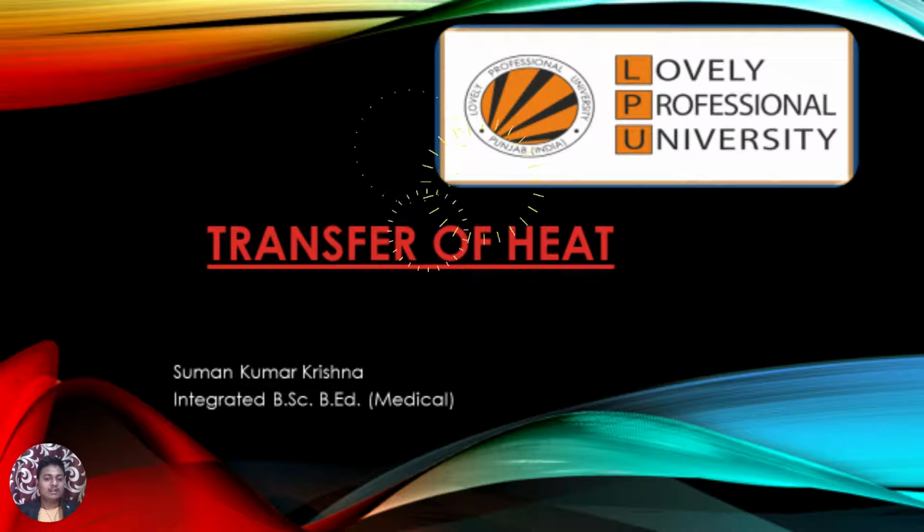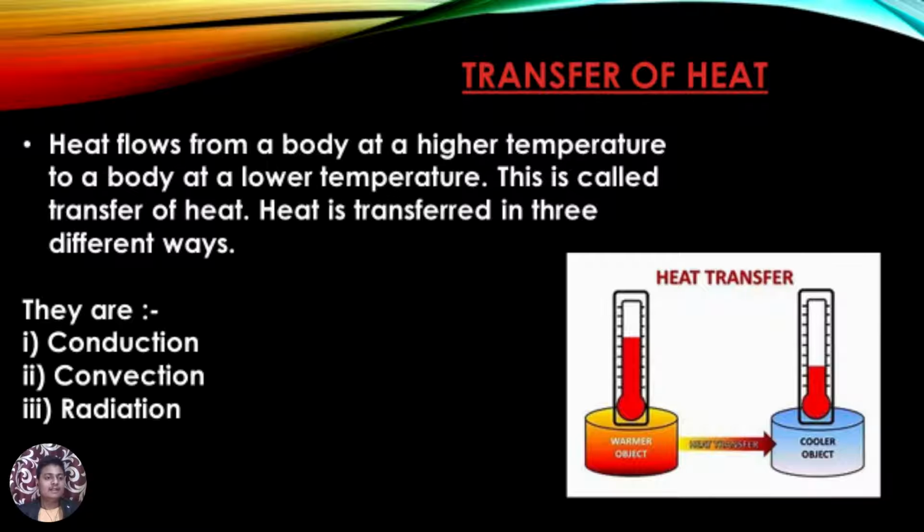So first we will see what is transfer of heat. Heat flows from a body at a high temperature to a body at a lower temperature. This is called transfer of heat. And heat is transferred in three different ways. They are conduction, convection, and radiation. So first let me explain.